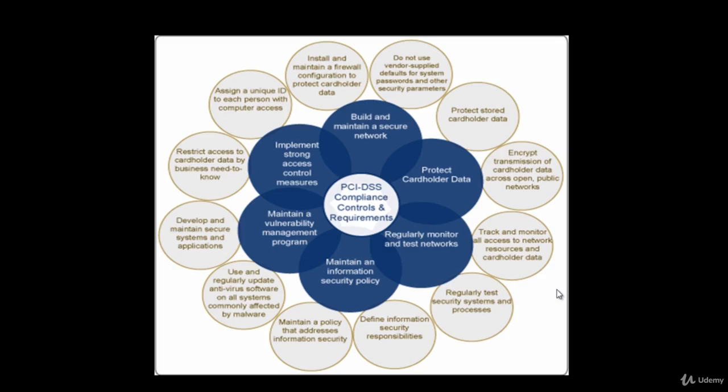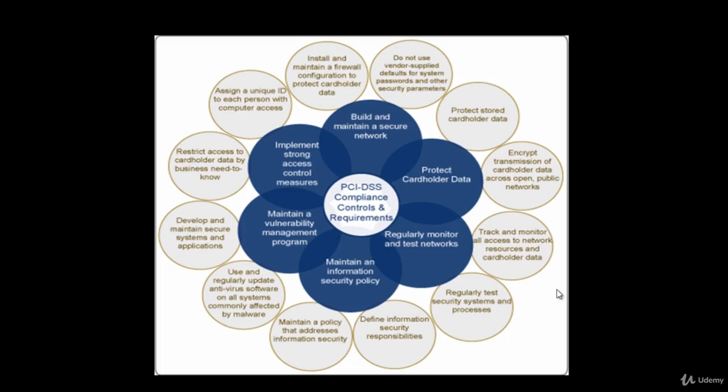The third point is to regularly monitor and test networks. In this part, the recommendations are to track and monitor all access to network resources and cardholder data, and also to regularly test security systems and the underlying processes. The fourth point is to maintain an information security policy. In this, the document recommends that the information security responsibilities should be clearly defined and documented. A policy should be developed and maintained which focuses on all aspects of information security.